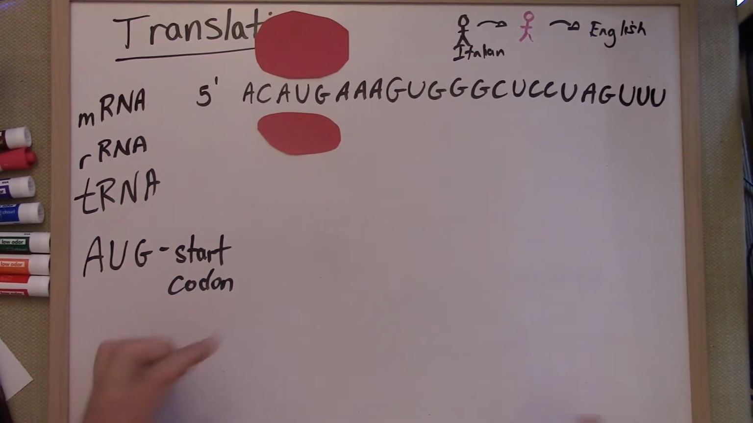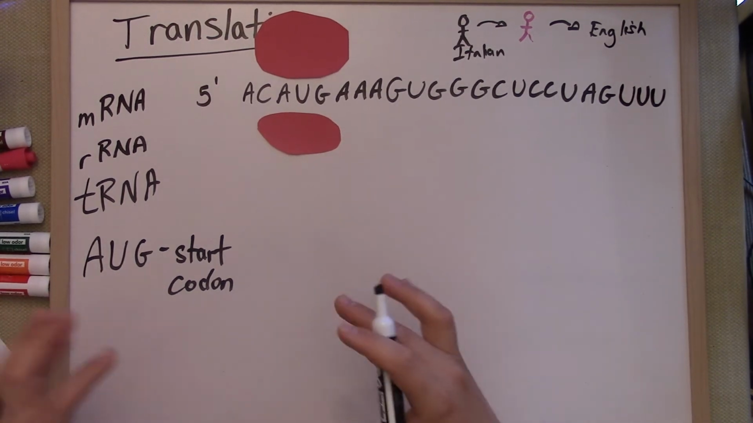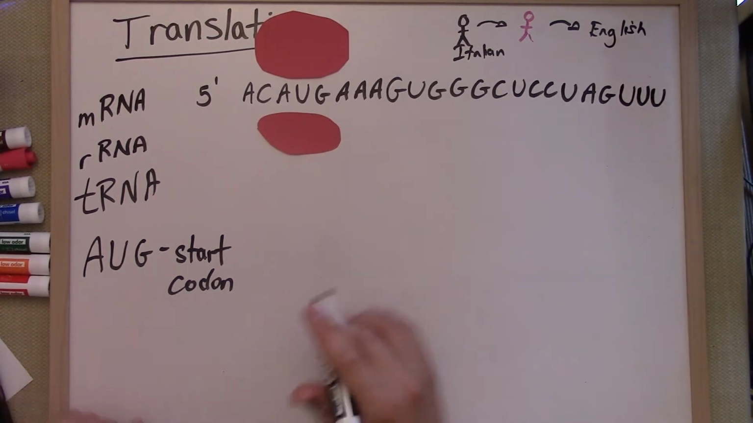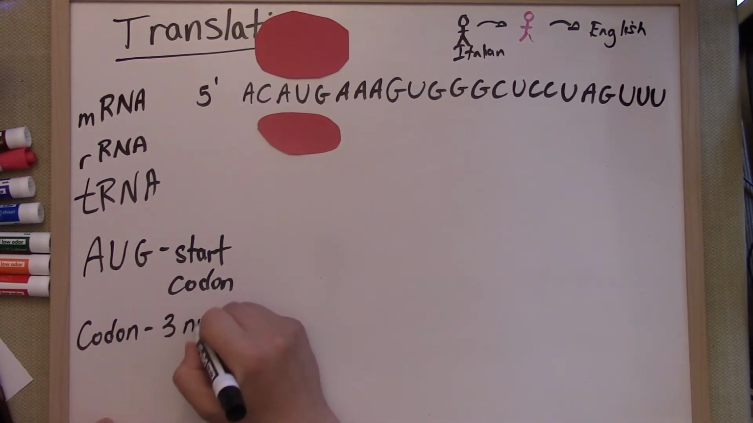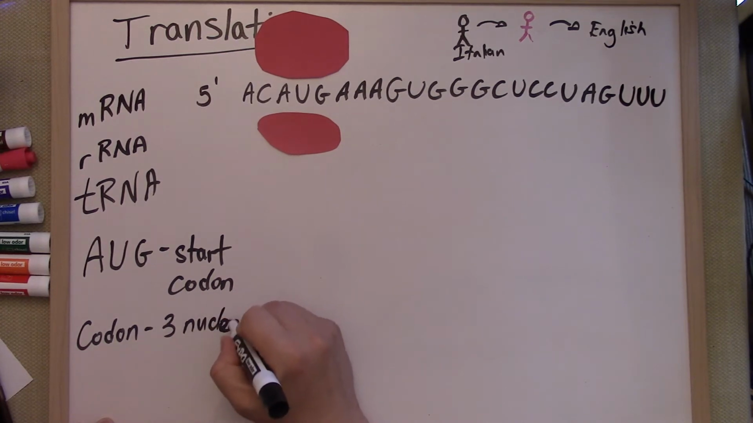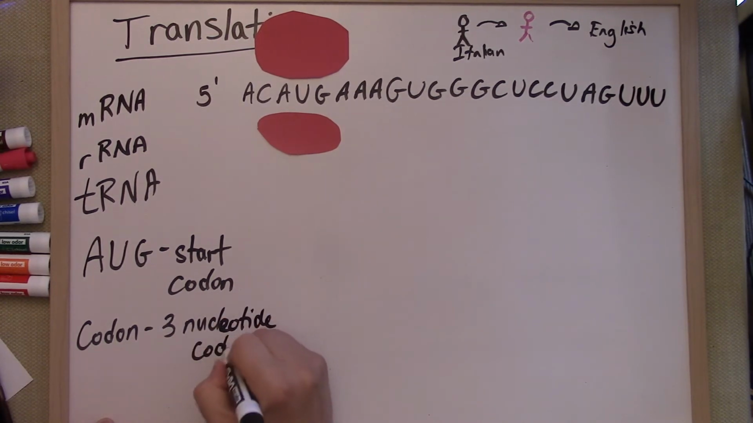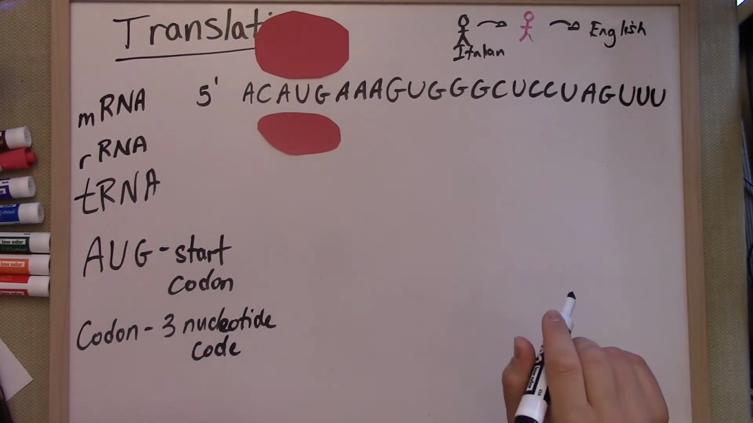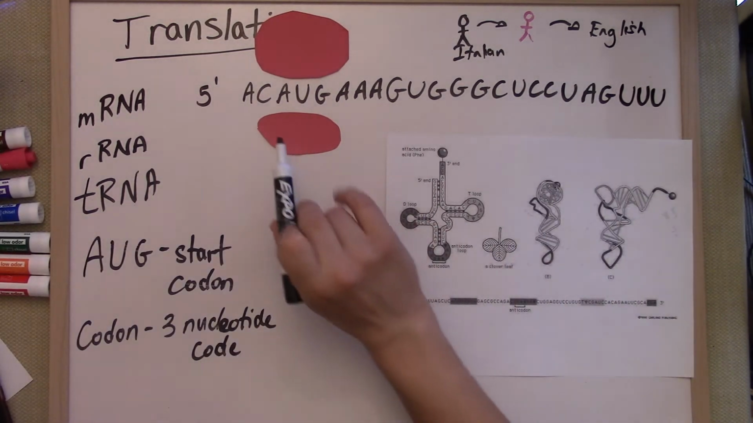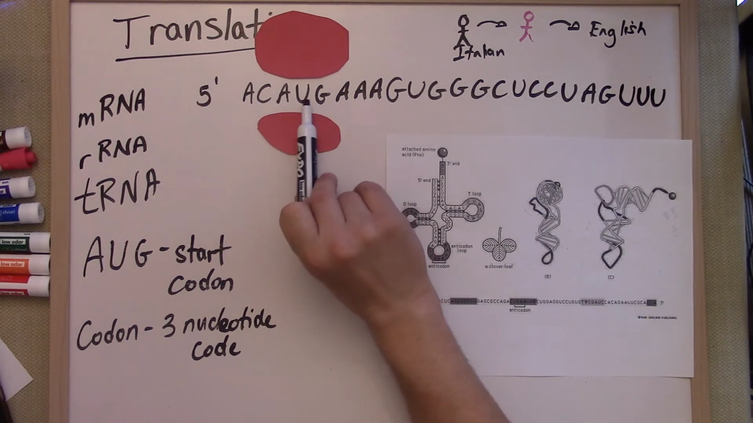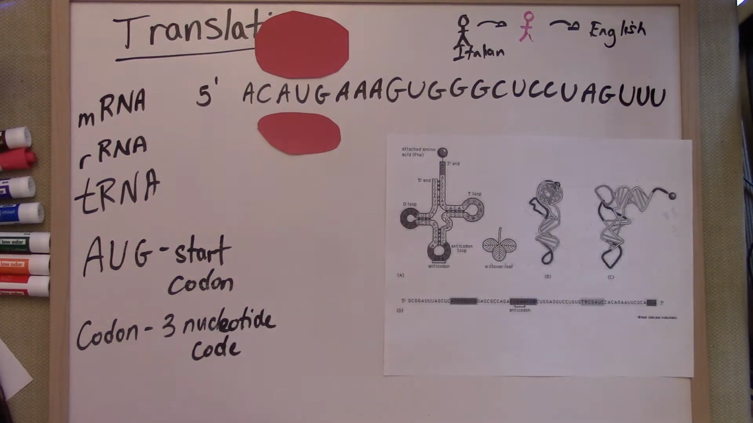And the word codon, it might be a new word for you if you haven't watched any of the other videos or done any of the other readings, the word codon is a 3 nucleotide code. So AUG, 3 nucleotides in a row, that's a codon, and then we have other codons here. So once it finds AUG, it's going to allow the tRNA that has the opposite or the anticodon to AUG to come in.